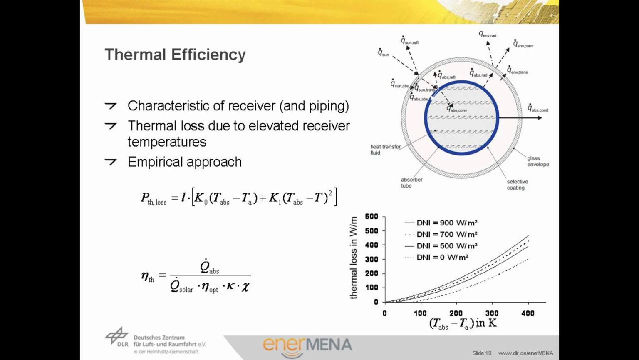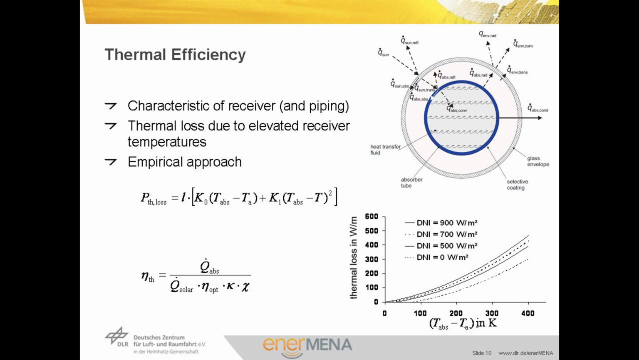The thermal efficiency is mainly a characteristic of the parabolic trough receiver. The better its quality, the lower the heat loss at elevated temperature will be. A full thermal balance of a parabolic trough receiver, as shown on the right top, includes a large number of heat transfer processes between the ambient, glass envelope, and absorber tube. Therefore, it is rather complicated to model the balance analytically. Instead, empirical approaches are often preferred.